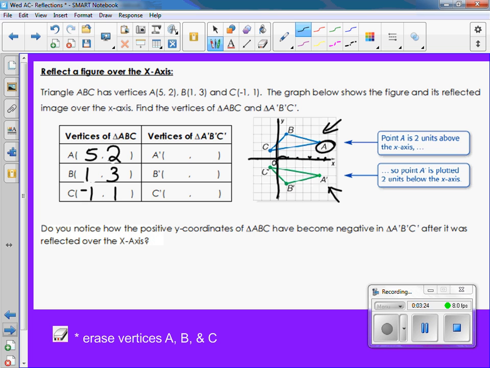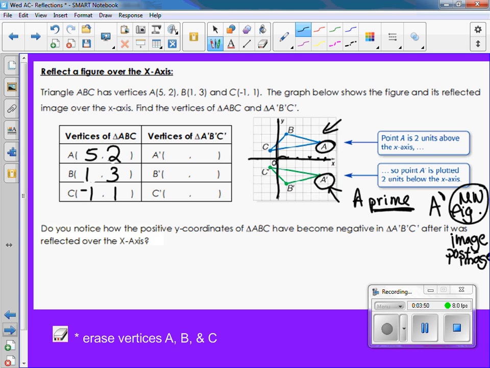Over here, it says A prime. That's how we say that. And this prime is noted by this little tick mark up here. And what that's telling us is that it is the new figure. Sometimes that's also called the image or the post image. But again, all those words just mean it's the new figure.